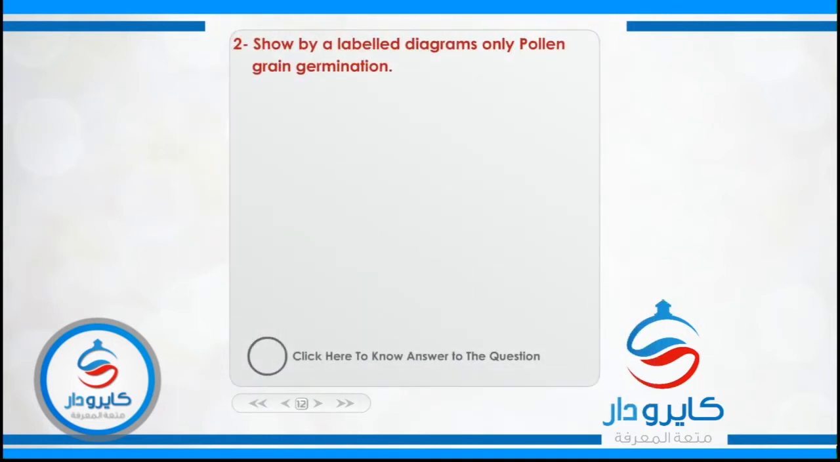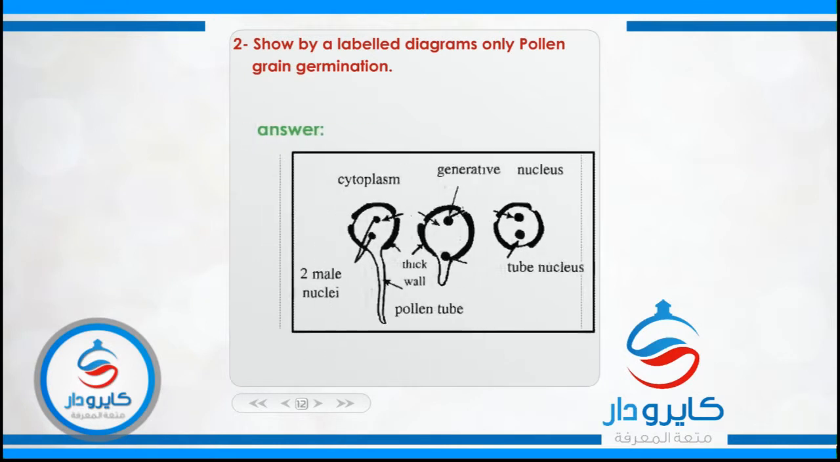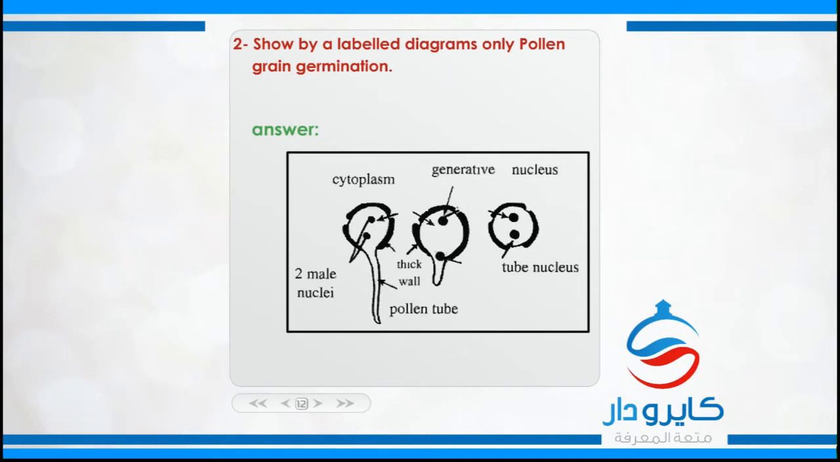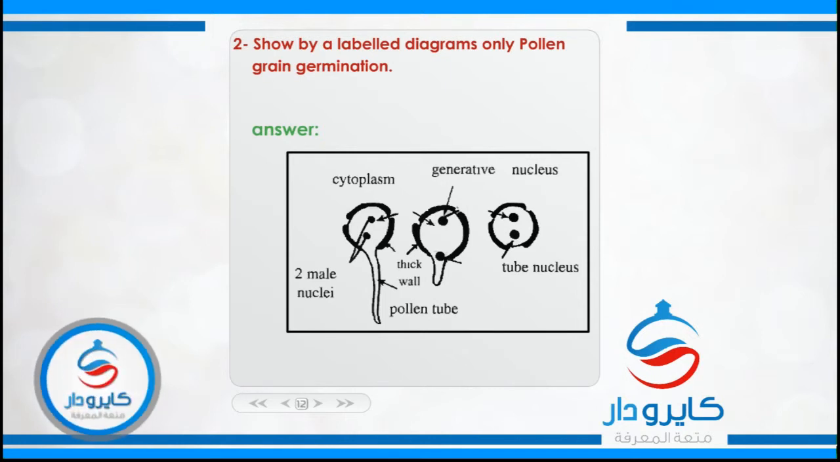Show by a labeled diagram only the pollen grain germination. This diagram is represented by three stages. The first stage is the pollen grain, which contains the generative nucleus and the tube nucleus, and is surrounded by the thick coat. The second stage contains a small pollen tube, and the nucleus of the pollen tube starts to pass through the pollen tube. But the third stage contains a long pollen tube and two generative nuclei, because one generative nucleus is divided by mitosis to produce two generative nuclei. The next question.